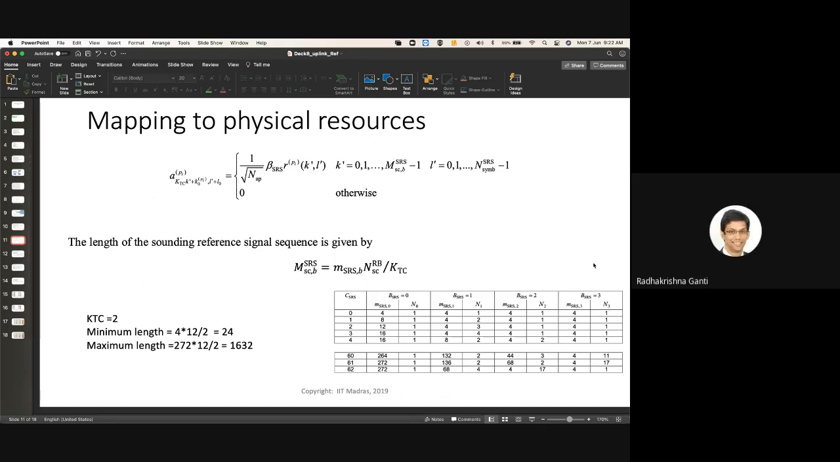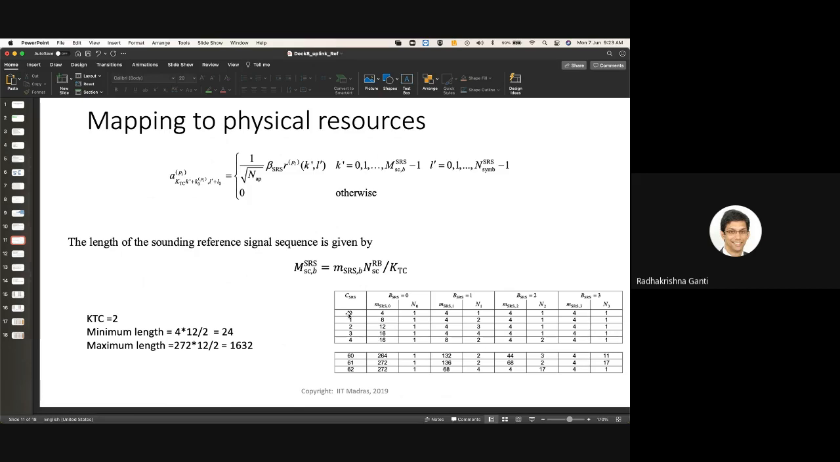Okay, so now let us understand the length of the SRS sequences and other things. Once you make your sequence, you have to do the mapping. How you do the mapping is what I'm going to tell you. The length of the SRS sequence is given by this particular formula. NSRB is the number of subcarriers per RB. KTC, remember, is either 2 or 4, depending upon whether you do comb 2 or comb 4. MBSRS is something that you select from a table.